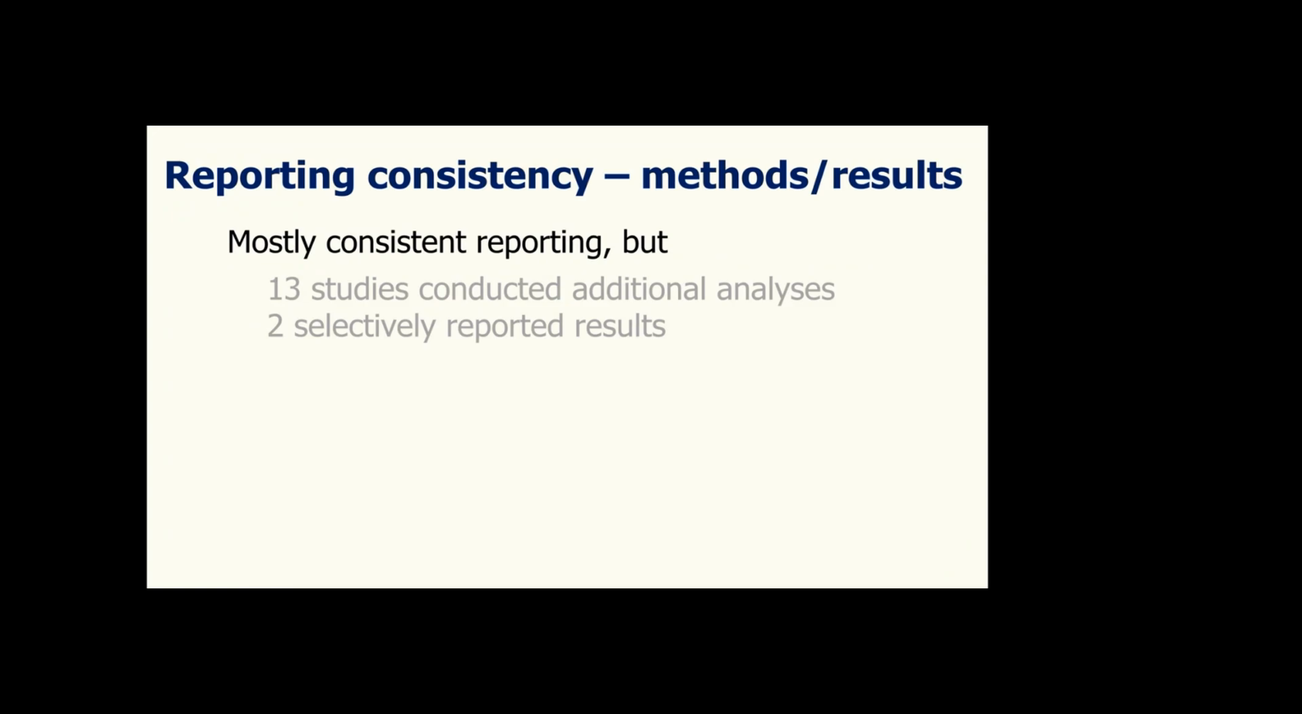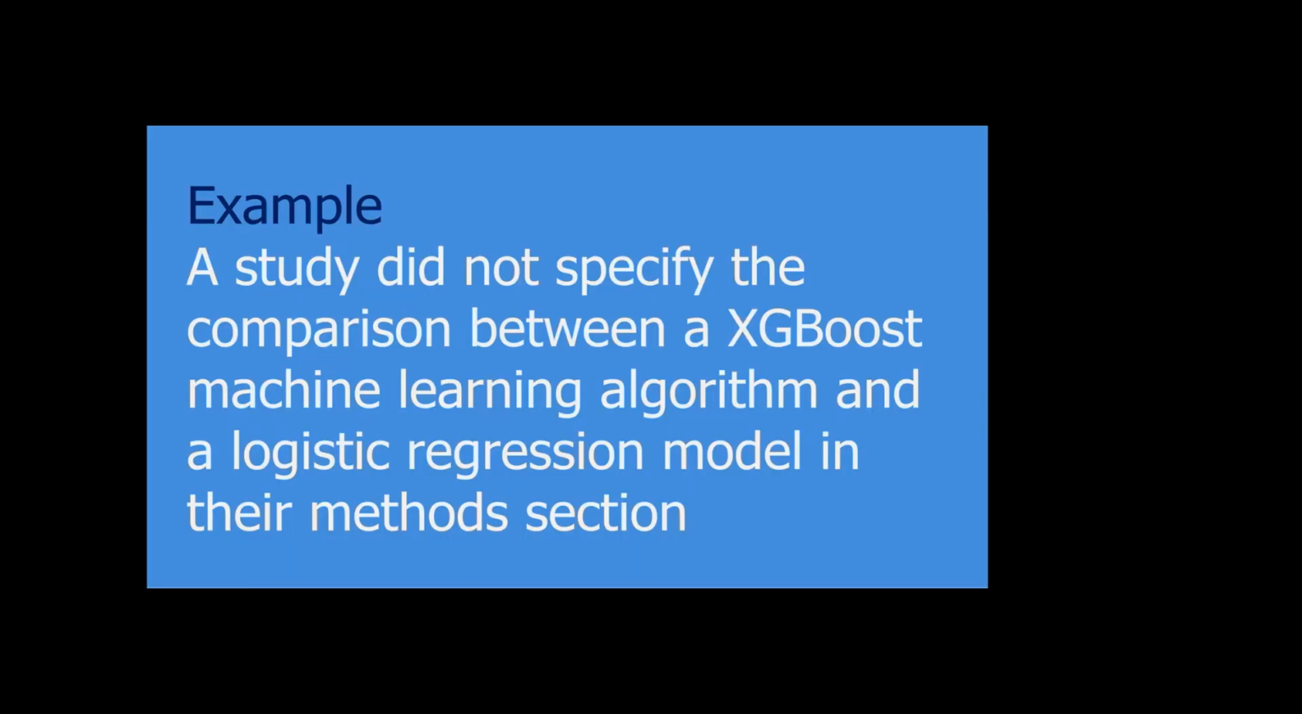Thinking about reporting consistency, again here, there were some issues. It was mostly consistent reporting, which is good, but we did find that there were 13 studies conducting additional analyses. We also found there were 2 studies that were selectively reporting their results. So an example here is that there was one study we found that didn't specify the comparison between an XGBoost machine learning algorithm and a logistic regression model in their method section, but they reported that comparison in their results. But, as I say, there was that discrepancy there, and did they set out to do that? I don't know.